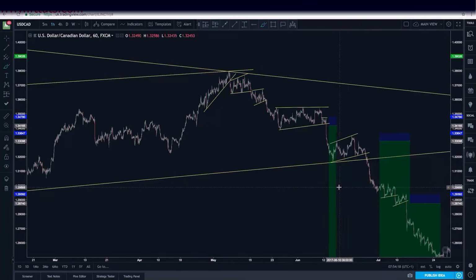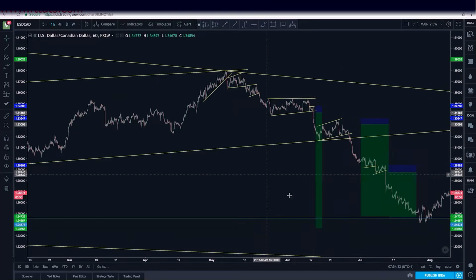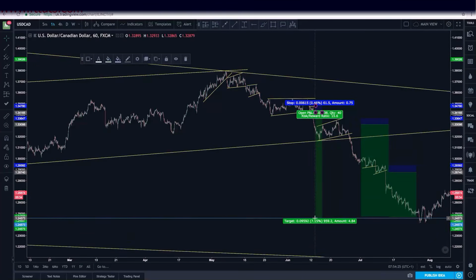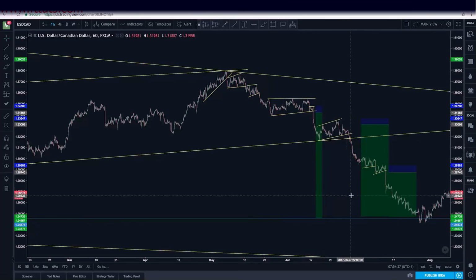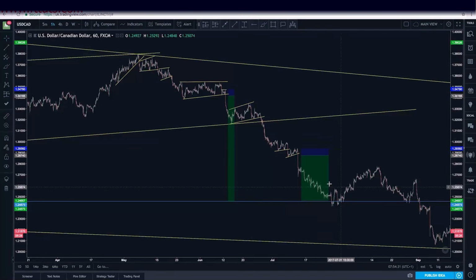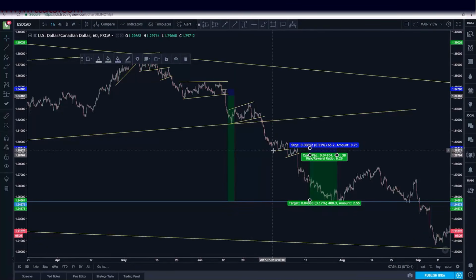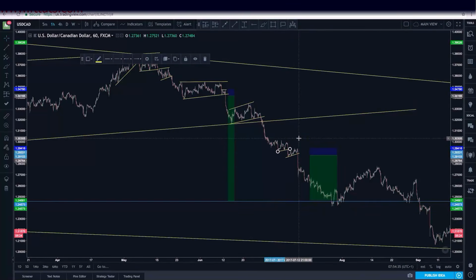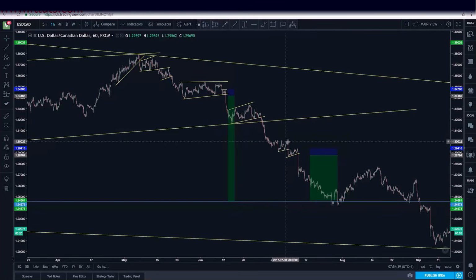And as you can see us scaling in, there are so many entries that we've just built on. So within this one is another 15.6%. And this keeps going on. We had another entry on the break of this pattern here. So this is another reduced risk rather than risk entry. Let's take a look at that.